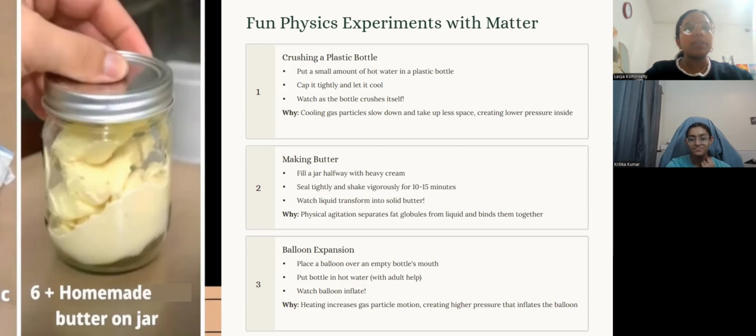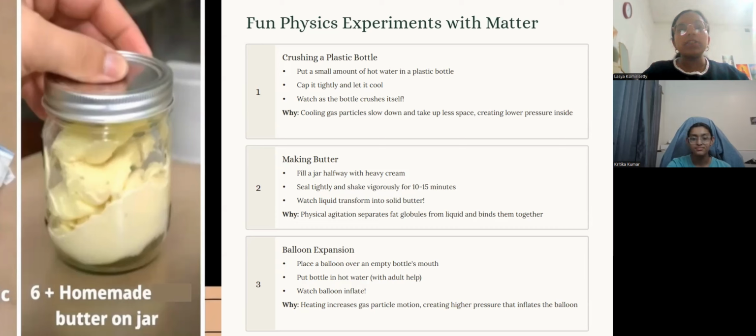Why does this happen again? That's because physical agitation separates fat globules from liquid and binds them together, making them turn from heavy cream into butter. So heavy cream is kind of like a liquidy texture, and butter is totally like a solid, creamy texture.